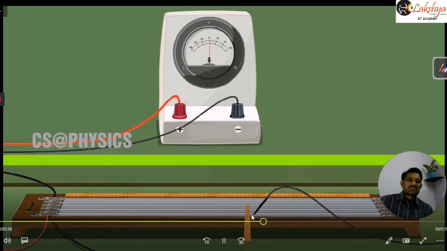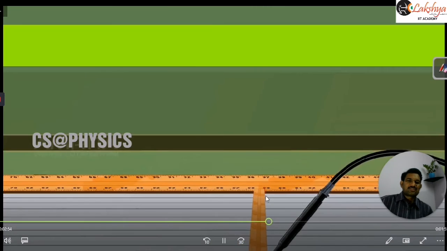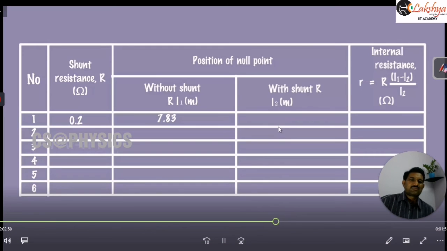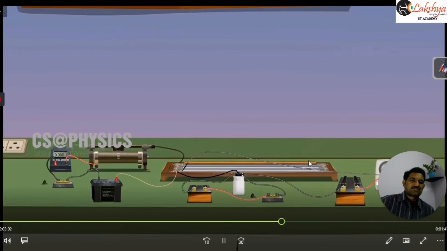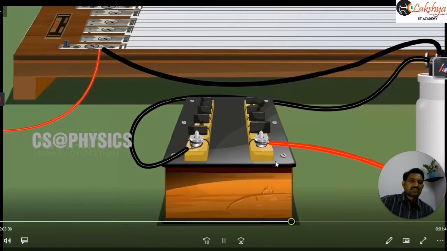So for example here we are getting the 0 deflection. Let us say 59 centimeters. So we take that as the balancing length, 59 centimeters, when the shunt resistance is included. Then we find the internal resistance. Then again we repeat the experiment. That means we change this external resistance.